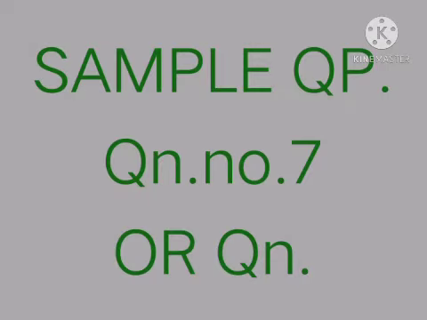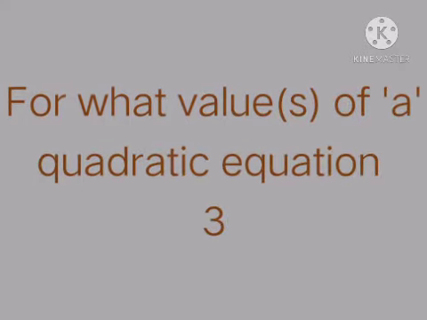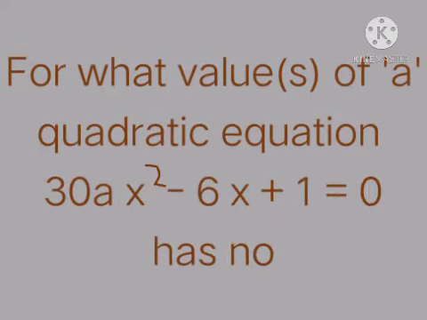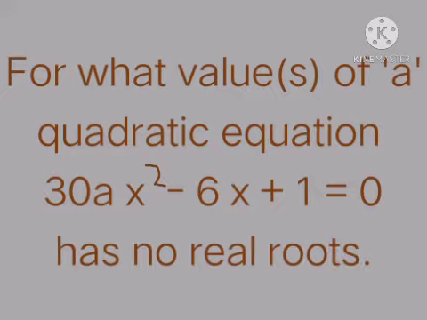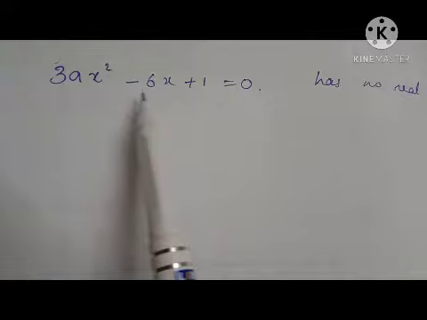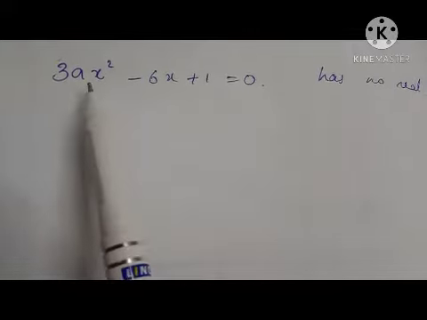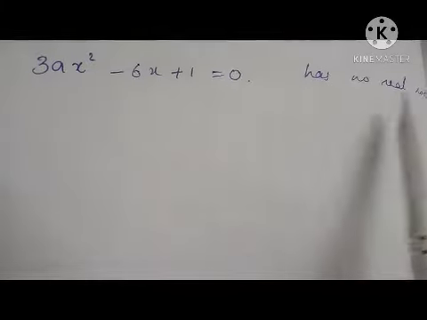There is an OR question for question number 7. That question is, for what value of a does the quadratic equation 3ax square minus 6x plus 1 equals 0 have no real roots? The equation is given as 3ax square minus 6x plus 1 equals 0, and we have to find the value of a when it has no real roots.